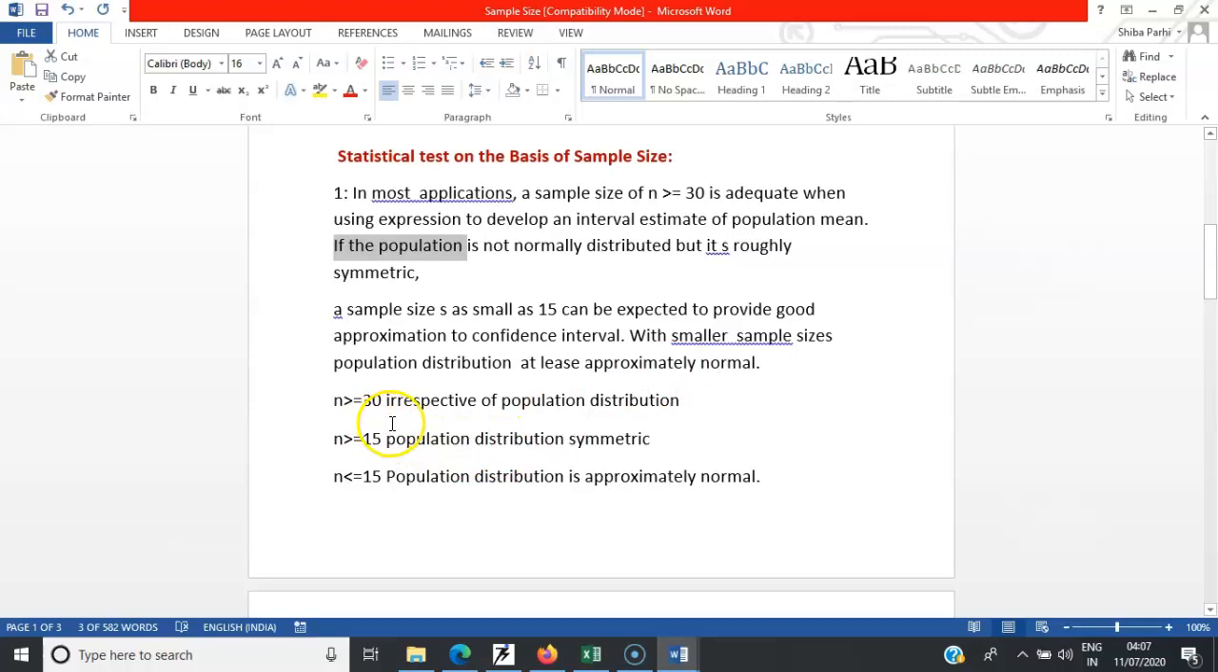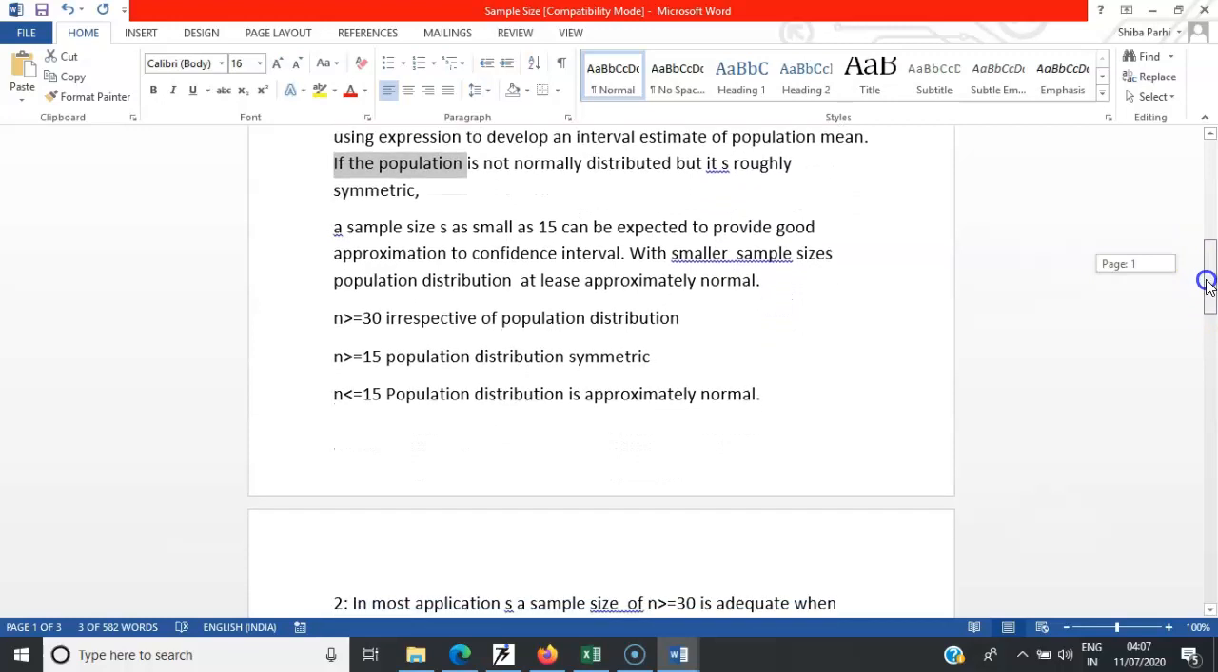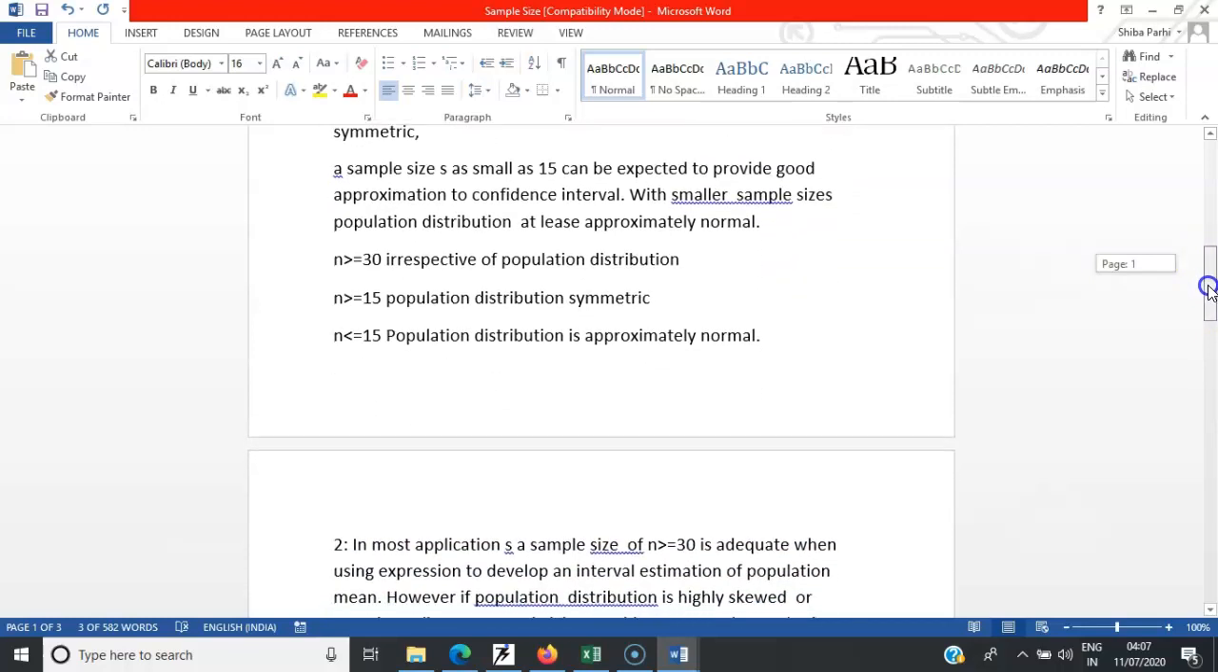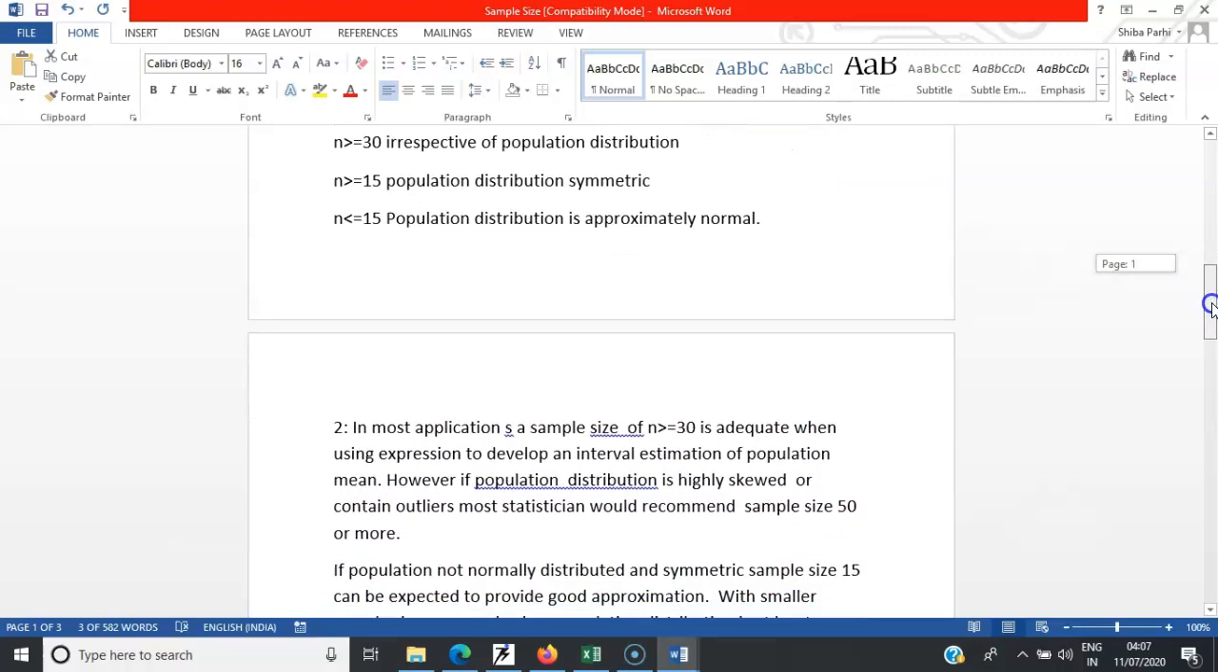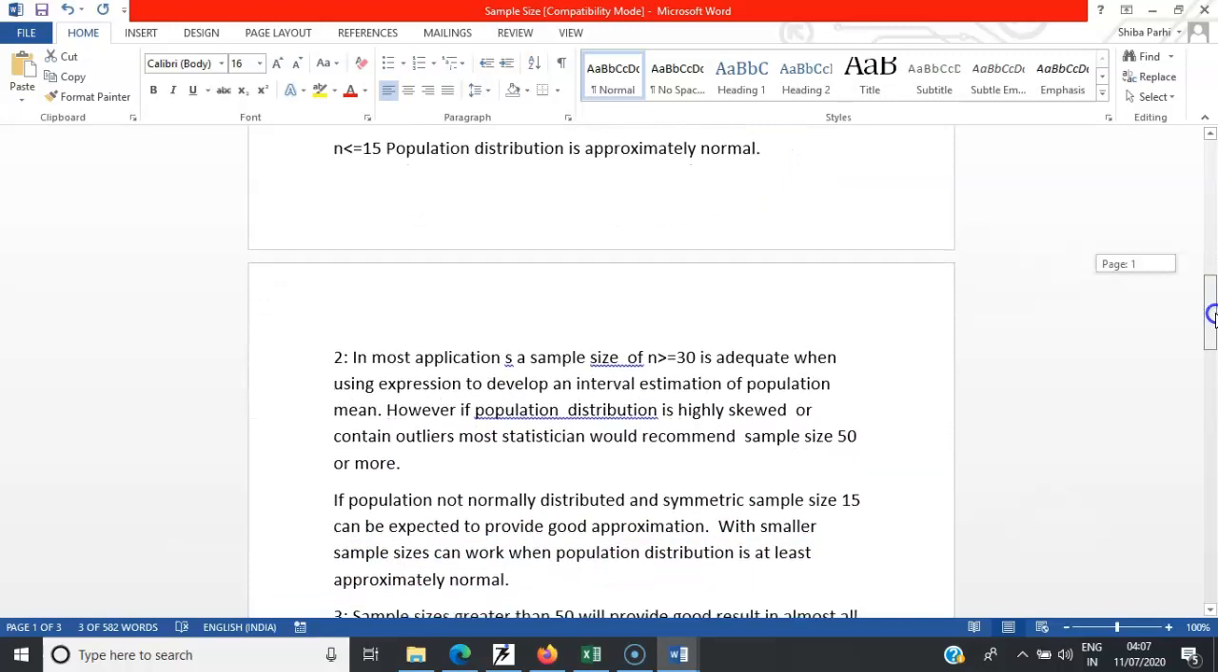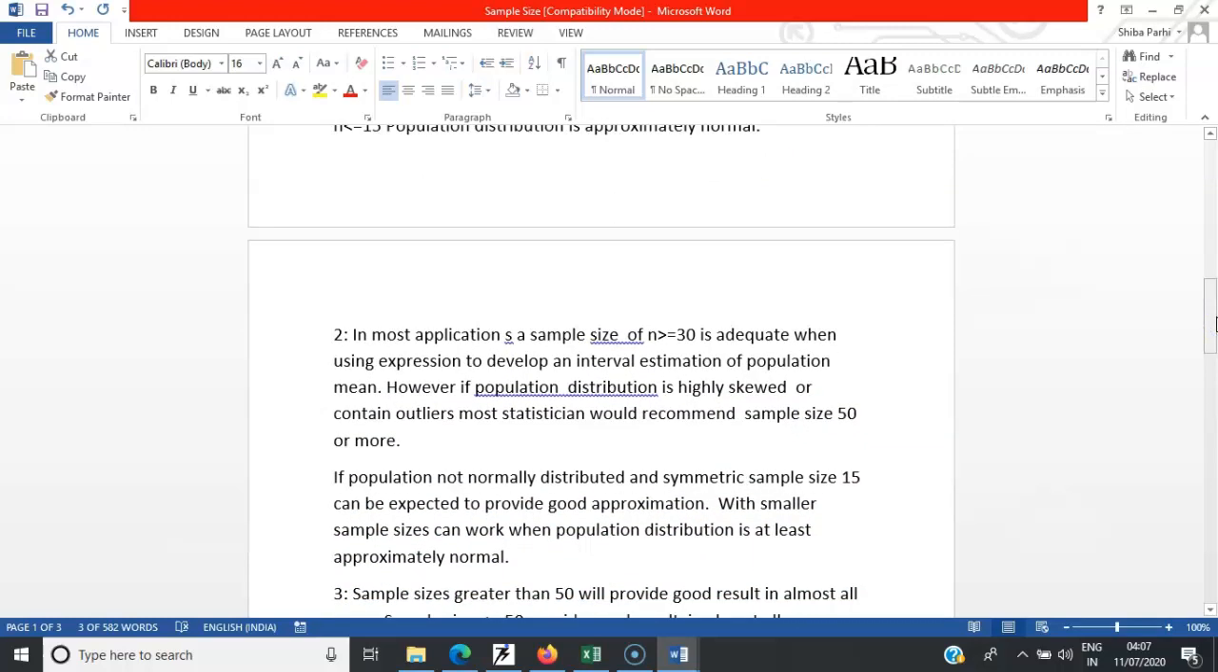So n greater than 30 irrespective of population distribution; n greater than 15 if the population distribution is symmetric even if it is not normal; and n less than 15 if the population distribution is approximately normal. That will also suffice for your sample size. In most applications, a sample size greater than 30 is adequate when using the expression to develop an interval estimate of the population.